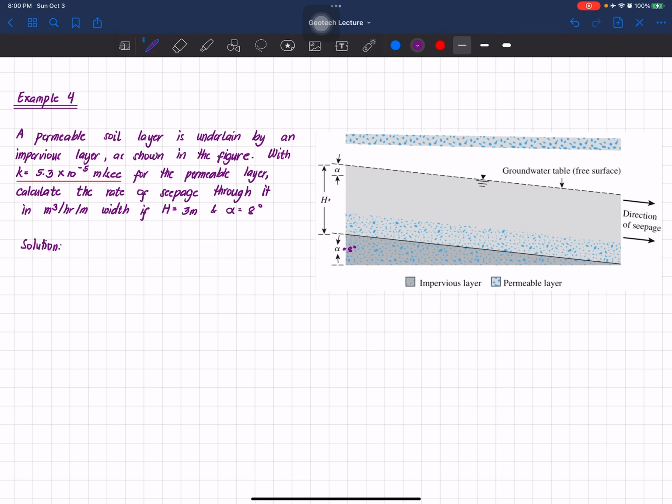Okay, so we have this example. Let me just read it. A permeable soil layer is underlain by an impervious layer as shown in the figure, with K equals 5.3 times 10 to the negative 5 meters per second for the permeable layer. Calculate the rate of seepage through it in m cubed per hour per meter width, if h equals 3 and the angle alpha is 8 degrees.